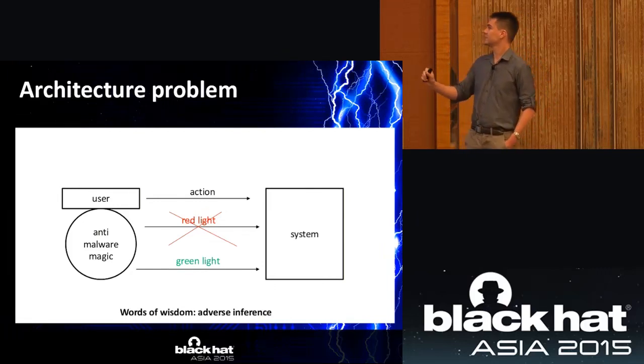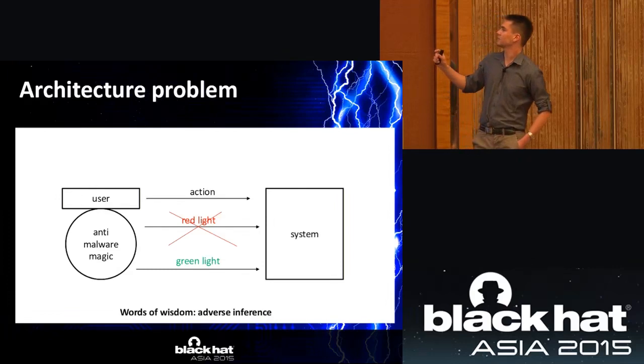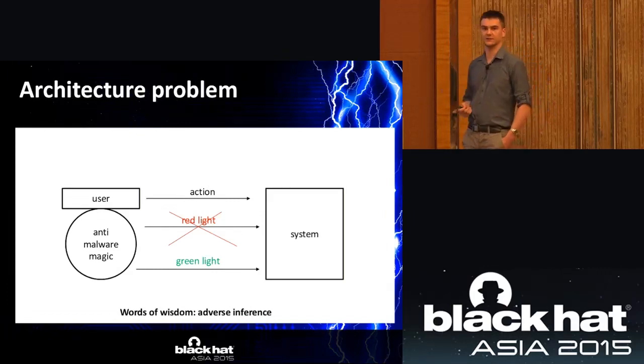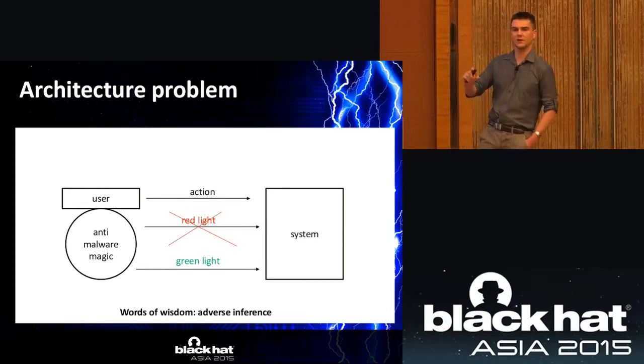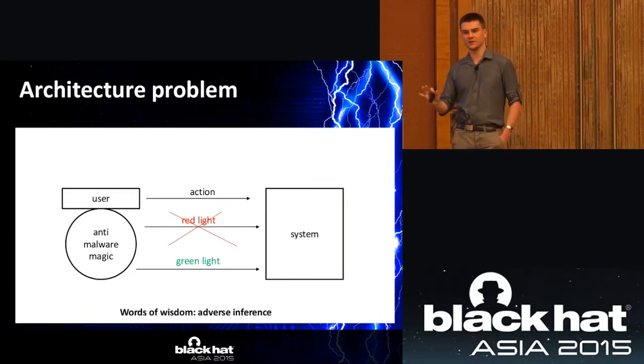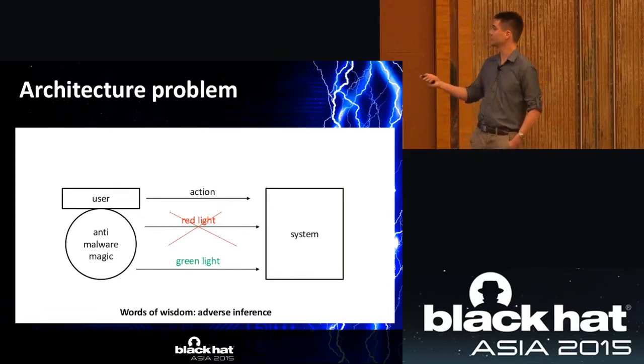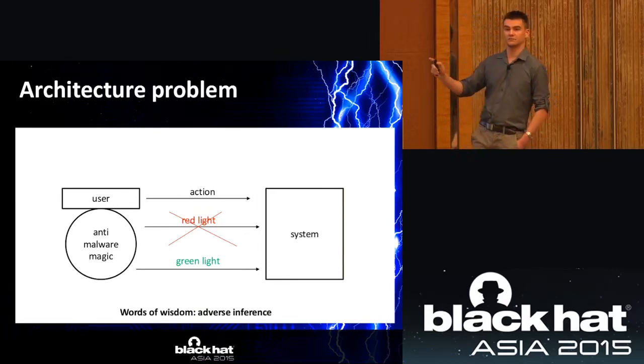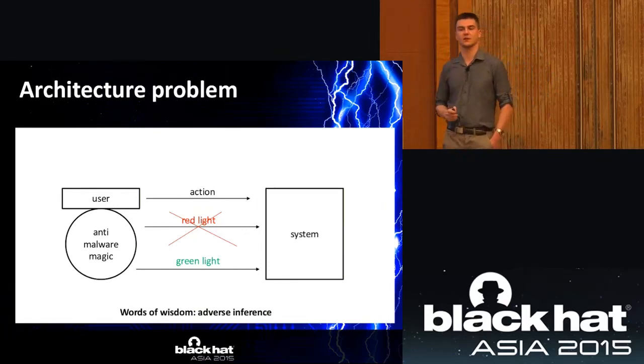What we suggest is using something like adverse inference. So if this anti-malware magic would send a green light instead of a red light, then the system could use the adverse inference and think, okay, if there is no message from the client browser, something is wrong. So if there is no green light, the station is malwareized.